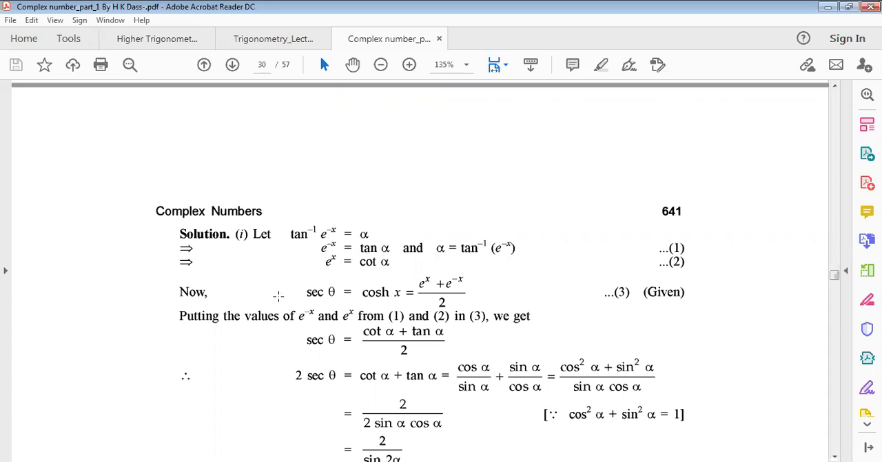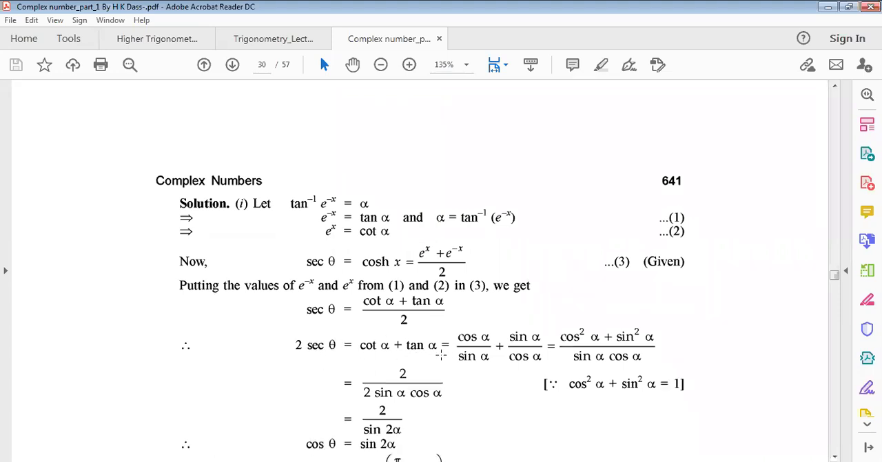Just taking inverse. Now sec theta equals cos hyperbolic x. Sec theta equals what? Cos hyperbolic x. Cos hyperbolic x equals, in exponential form, e to the power x plus e to the power minus x divided by 2. This is the relation between hyperbolic function and circular function. Now putting the values of e to the power minus x and e to the power x in this formula, we get sec theta equals only cot alpha plus tan alpha divided by 2. Now twice sec theta equals cot alpha plus tan alpha.